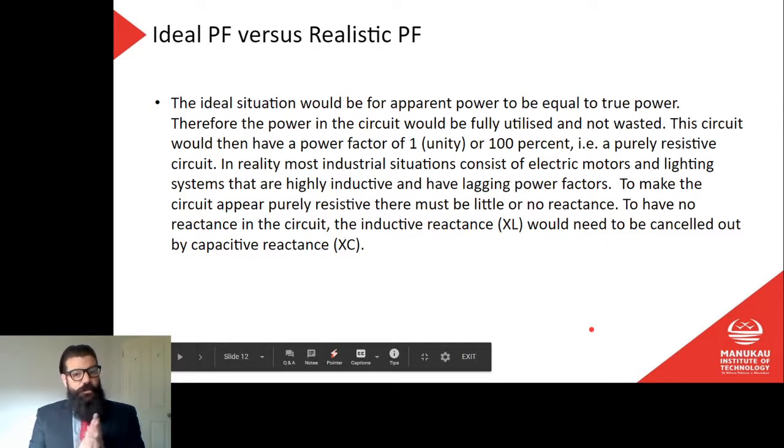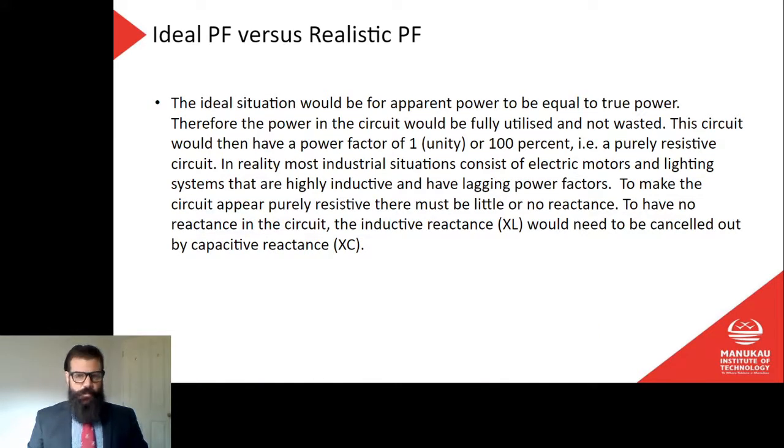Ideal power factor versus realistic power factor. An ideal situation would be for apparent power to be equal to true power. Therefore, the power in the circuit will be fully utilized and not wasted.